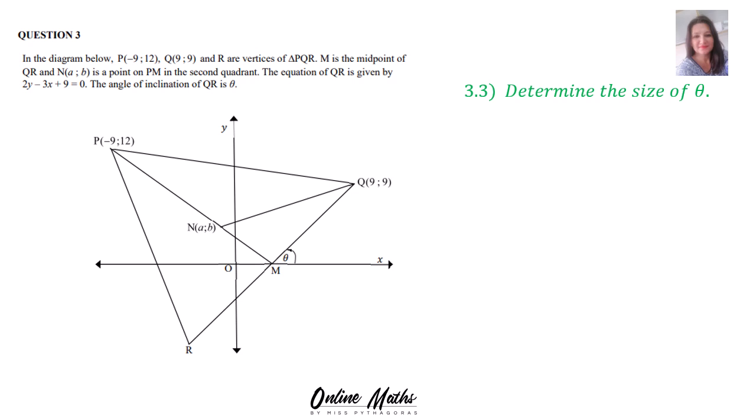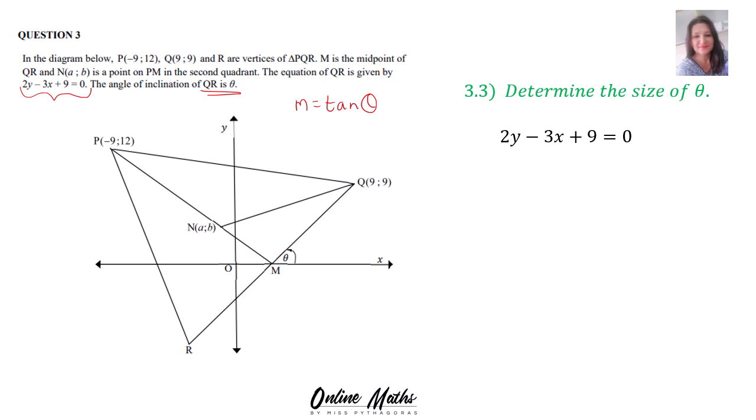Question 3. Determine the size of theta. So it was given that the angle of inclination of QR is theta. So remember, there's this formula, m is equal to tan theta. That is how we will find the angle, the angle of inclination. What we do know is that the equation of QR was given by that one.